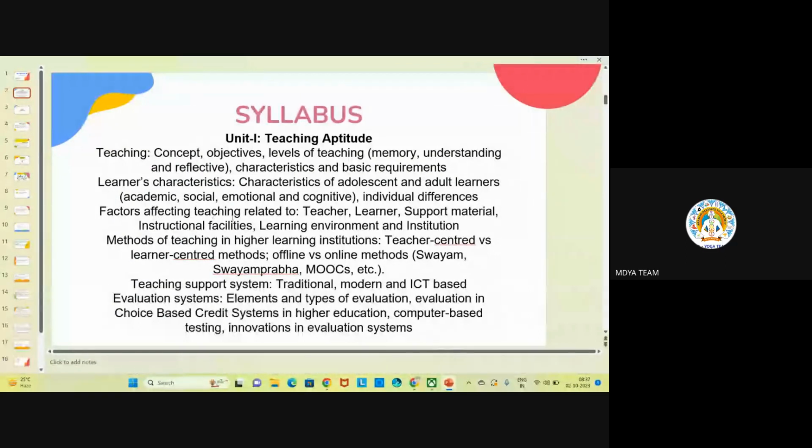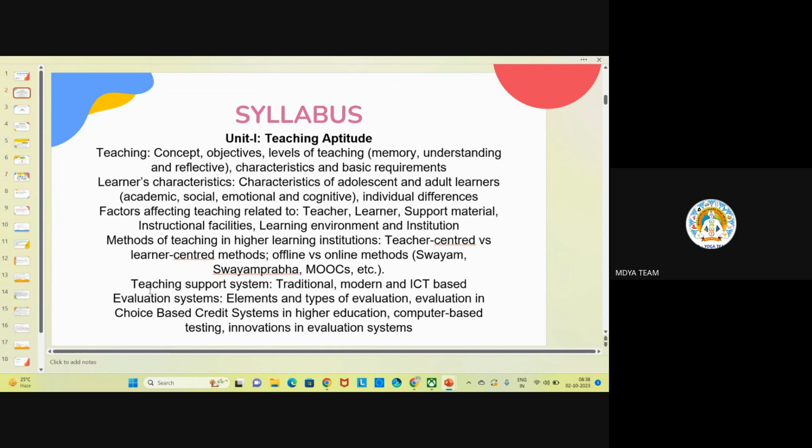See, factors affecting teaching are related to teacher, learner, support material, instructional facilities, learning environment, and the institution. Okay, I have covered all these things, right? So why am I showing you the syllabus after the completion of every topic? Because I just want you to stick to the syllabus, okay? You just need to know what NTA is going to ask in the exam, right? So we have completed this thing. Now we will move to the questions. So after this class, we have completed all these things.